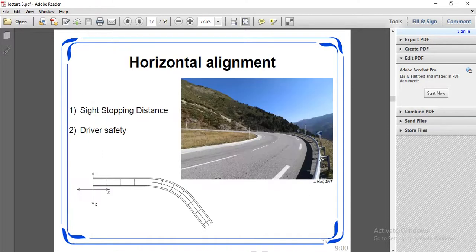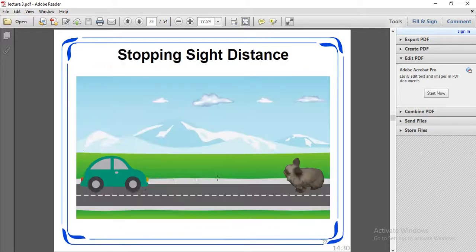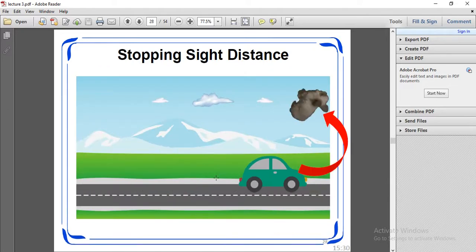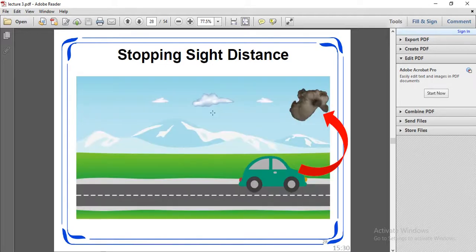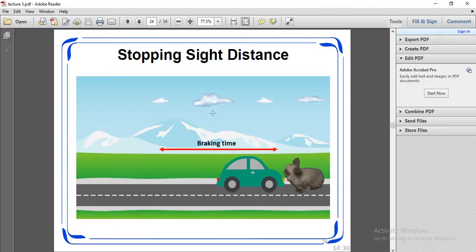Stopping sight distance is V squared upon 2g. Here the reaction time t is also one other parameter, so the formula will remain the same.